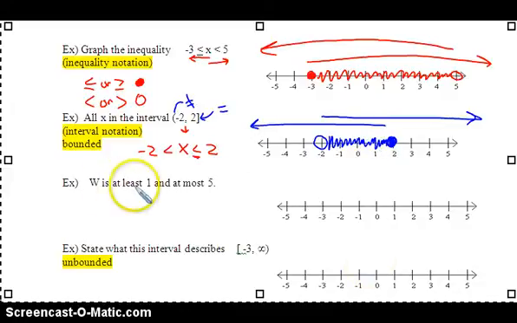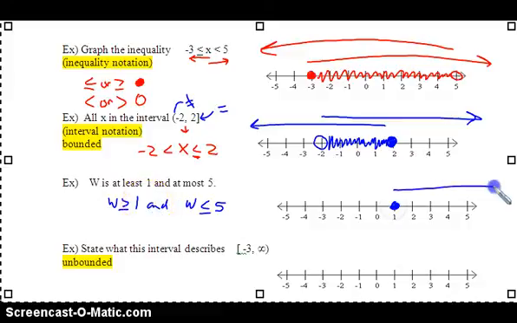Next one says w is at least 1. So w has to be greater than or equal to 1. And at most 5. So that means w has to be less than or equal to 5. It can't be bigger than 5. So let's graph these. W has to be greater than or equal to 1. So at 1 I put a closed circle. Greater than would be everything here. At most would be less than or equal to 5. So closed circle again here. And everything that is less than would be that. So we would shade that in.